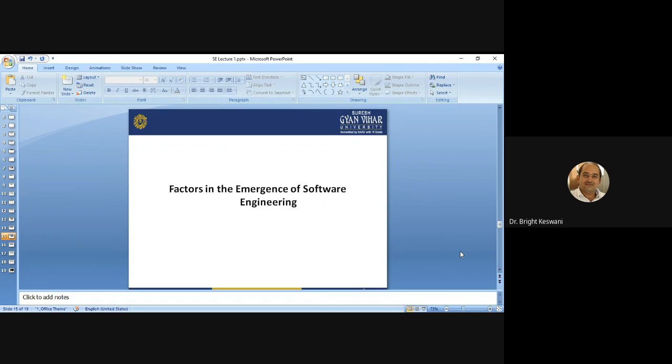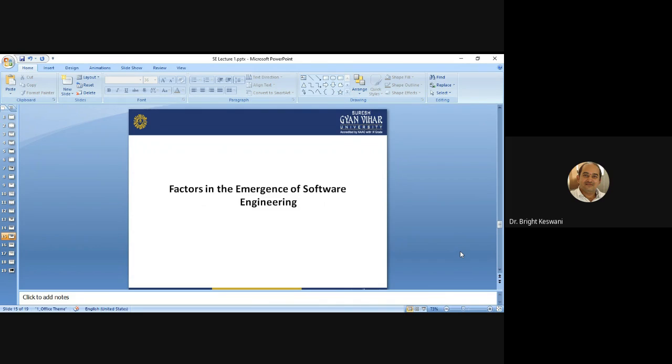Increased demand of software in almost all areas such as medicine, manufacturing, entertainment, and publishing, and demand for larger and more complex software systems is another contributor in the emergence of software engineering. And lastly, national security and day-to-day operations are highly dependent on computerized systems.